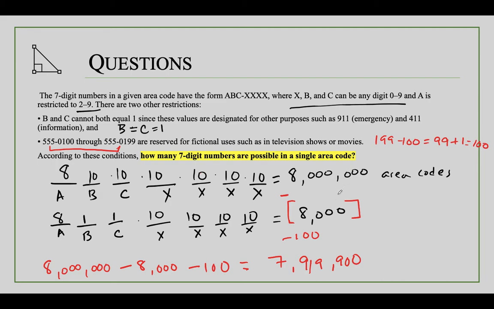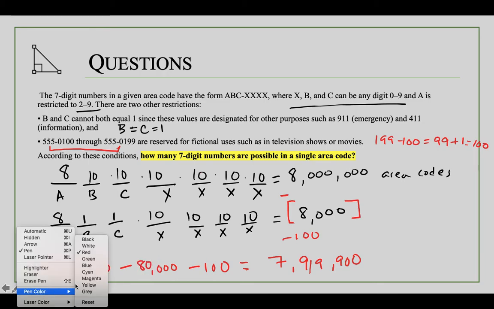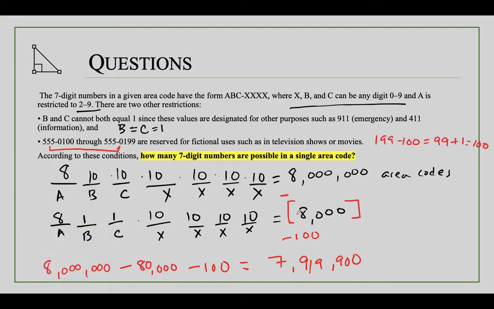Because, 1, 2, 3, 4. I made a mistake. This should be 80,000. Hopefully you caught that, because there should be 4 zeros. 1, 2, 3, 4. So it's good to double check your mental math. Shame on Miss Danny.